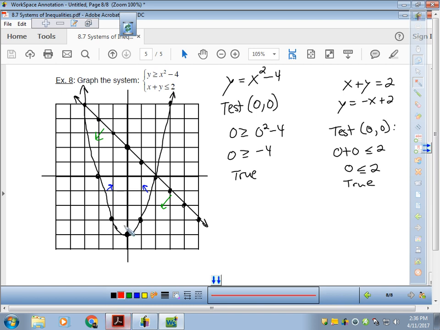And so then our area of overlap, where both of them would be shaded, is this area here, which is inside of the parabola, but below that line. So that would be my area of overlap between these two things. Okay. So that's my solution to this system of inequalities. And that wraps up 8.7.